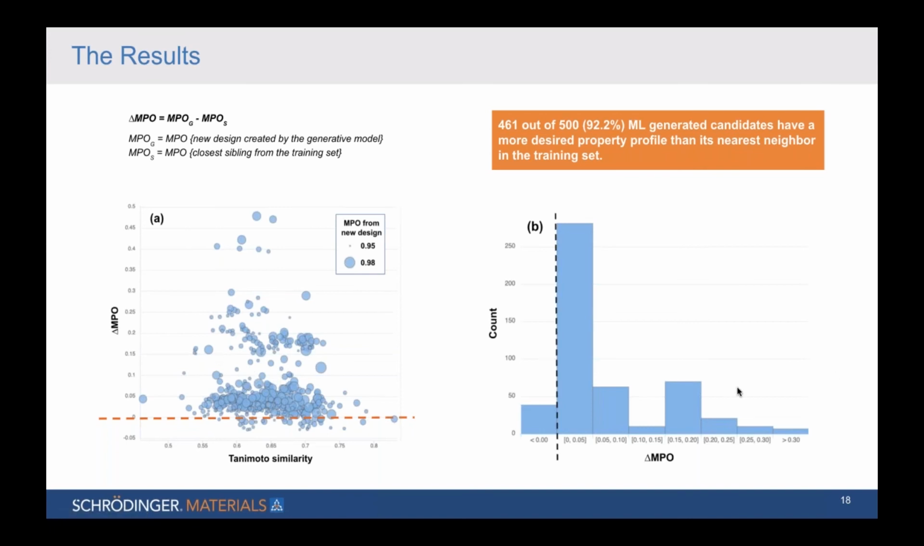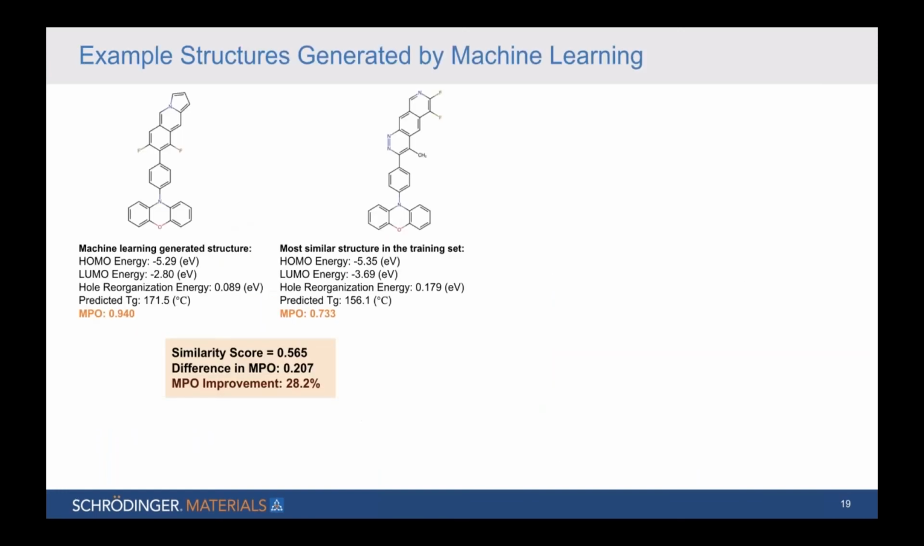And this histogram is another way of viewing the same data, where it's being binned. The difference in MPO score is divided into these bins, from a difference of 0.05 all the way to a difference larger than 0.3. And so overall, over 92% of these 500 machine learning generated structures have a more desired property profile than their nearest neighbor in the training set. So we are really happy to see the results.